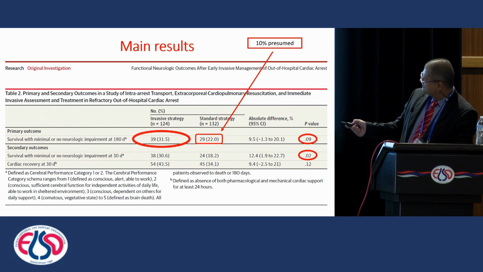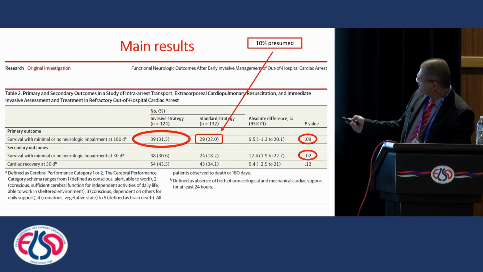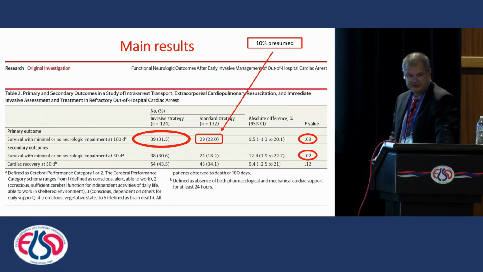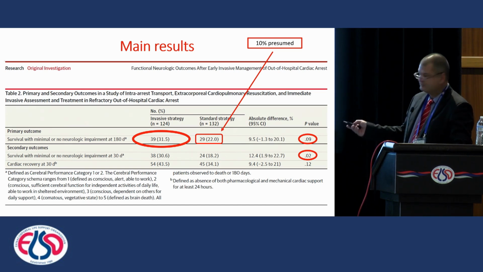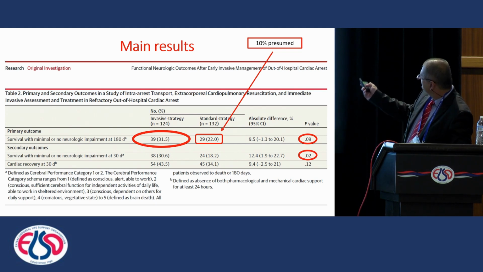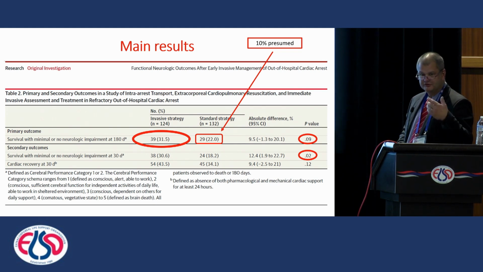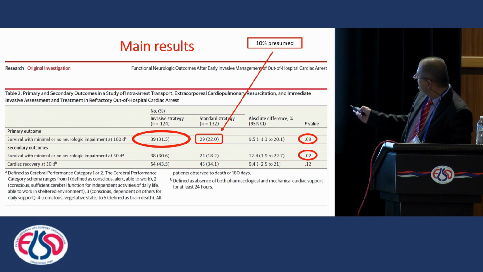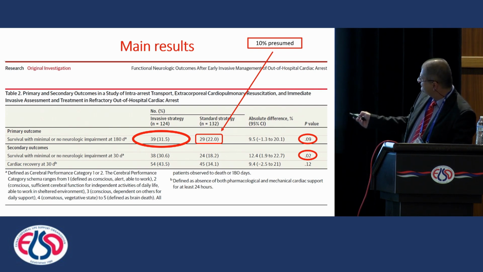Our primary outcome was survival with minimal or no neurological impairment at 180 days, so a hard outcome. 31.5% of our patients survived and reached the outcome in the invasive strategy arm, and 22% in the standard strategy arm. What happened here is that we didn't actually prove a difference in the primary outcome. However, when we designed the study 12 years ago, we presumed that we were going to have 10% survival in the standard strategy arm.